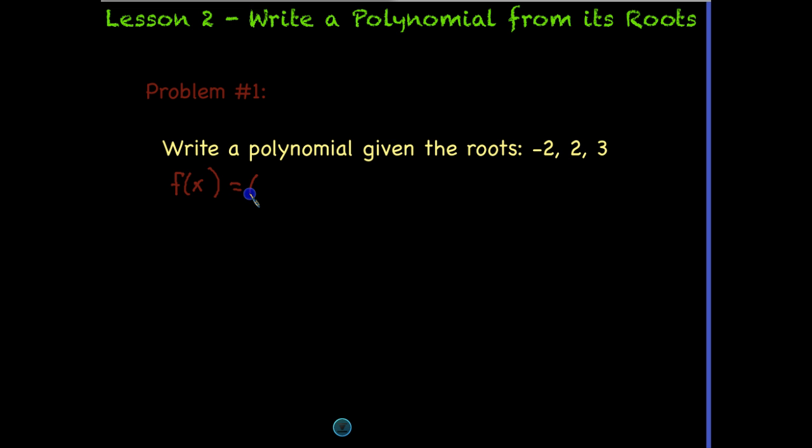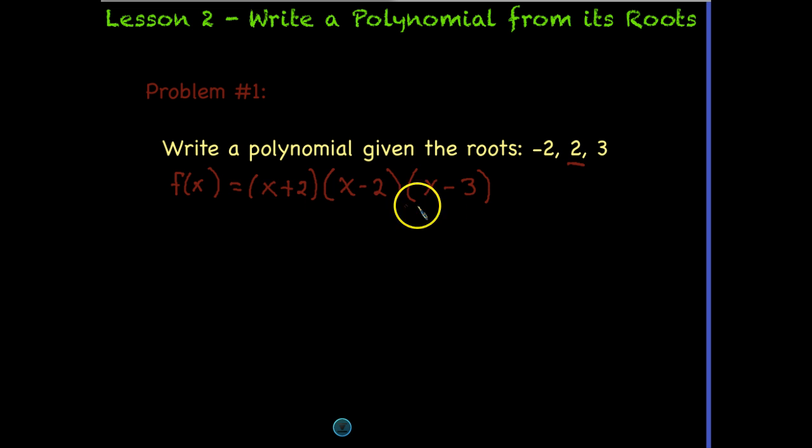The first one would then be x plus 2. And you can check yourself by taking x plus 2, setting it equal to 0, and seeing if you get -2. And you should. Our second 0 or root is a +2. So that would make a factor of x minus 2. And then our third one is a +3. That would make a factor of x minus 3.